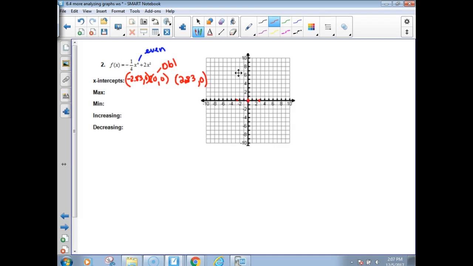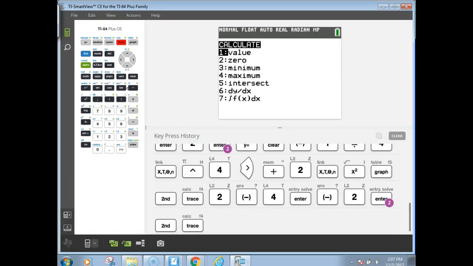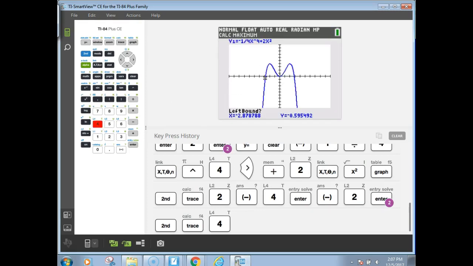All right, we need to find the maxes and so on. The min we got, (0, 0). Let's see what the max is. Second trace, the max. The first one on the left, choice 4, is between -3 and 0.